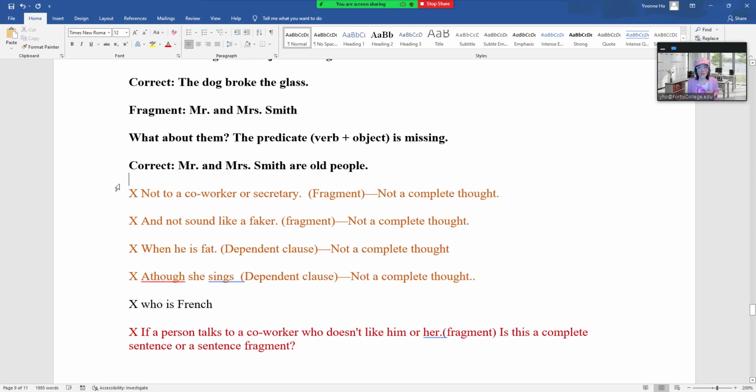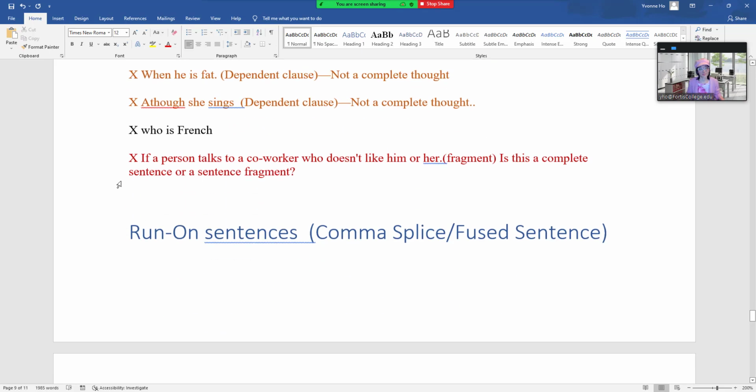So, other examples of sentence fragments are: not to a coworker or secretary, and not sound like a faker, when he is fat, although she sings, who is French, if a person talks to a coworker who doesn't like him or her. Think about it. Are these sentences complete thoughts, or does it leave you hanging? If a sentence leaves you hanging, then it's a sentence fragment.